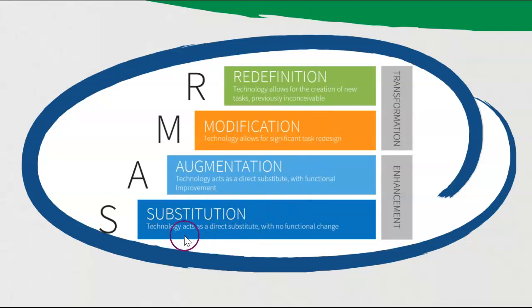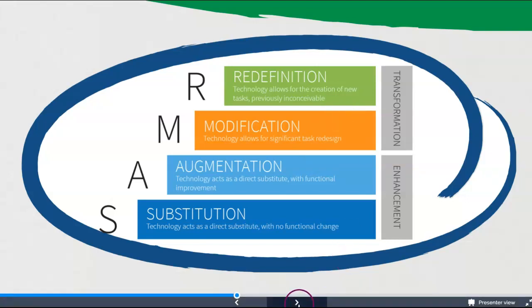First, substitution. Technology acts as a direct substitute with no functional change. Augmentation. Technology acts as a direct substitute with functional improvement. Modification. Technology allows for significant task redesign. Lastly, redefinition. Technology allows for the creation of new tasks previously inconceivable.